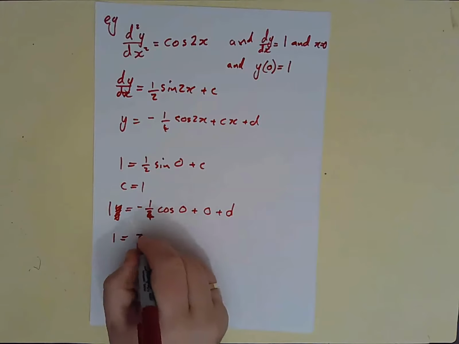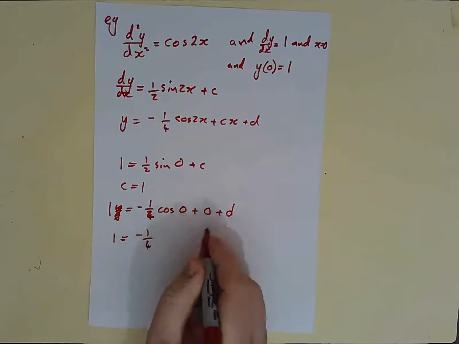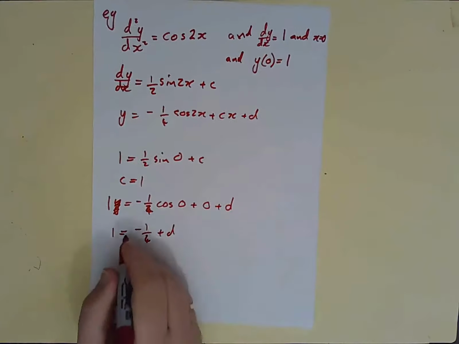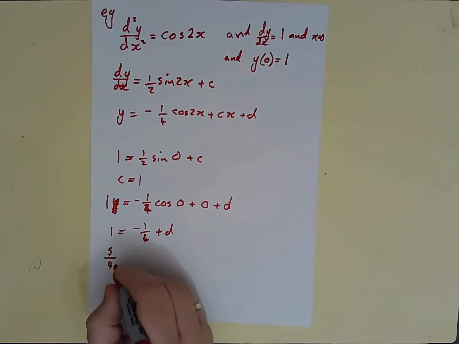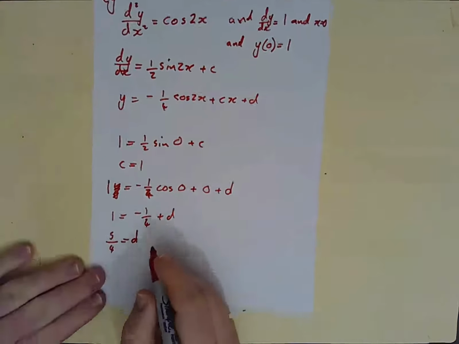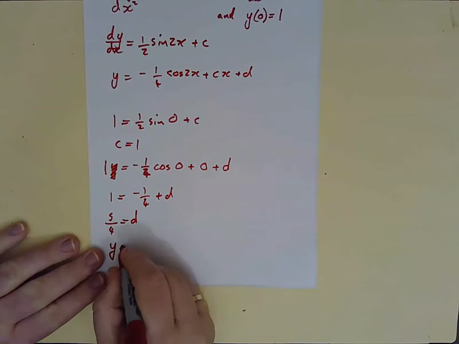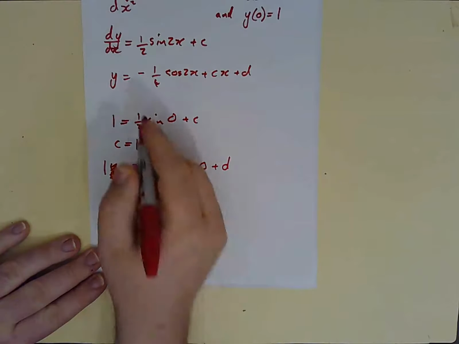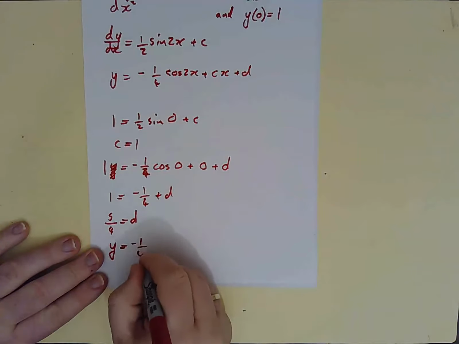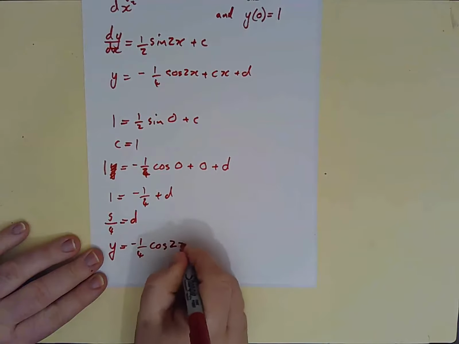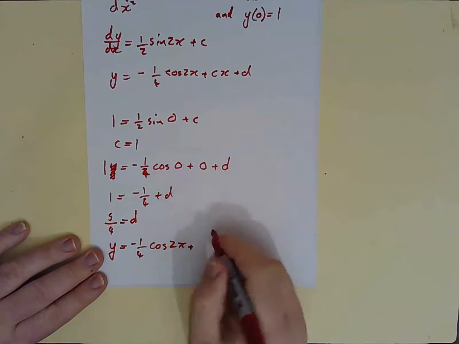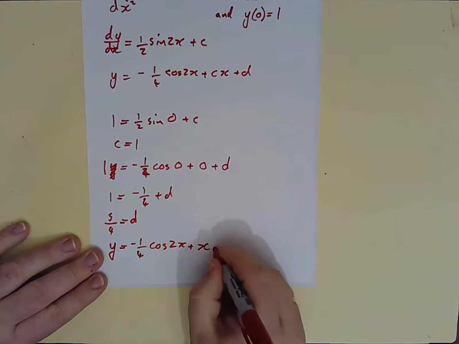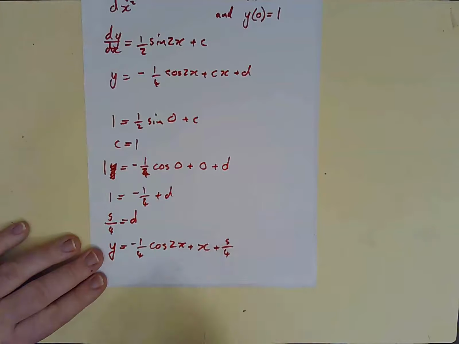Now, cos of 0 is 1, so I've got minus a quarter. 1 times 0 is just 0, plus d. Adding a quarter to both sides, I get 5 over 4 equals d. Write out my equation. So my equation is this: minus a quarter cos 2x plus c, which was 1, and d was 5 quarters. So that's that done.